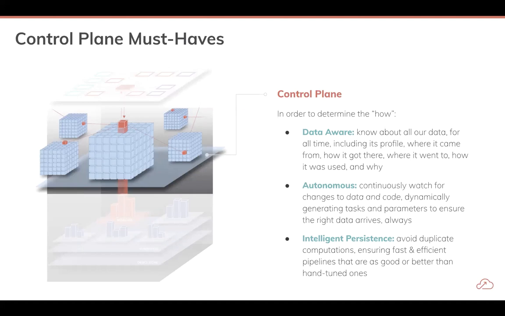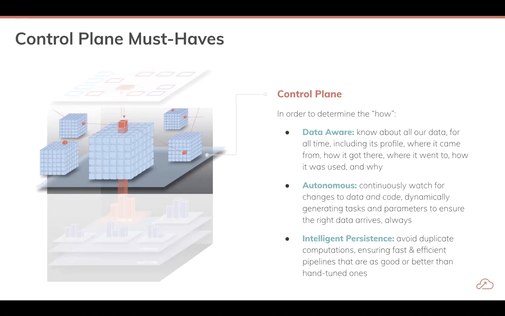The second piece is autonomous, as I mentioned. It needs to be able to continuously watch for changes in data or code and dynamically generate those tasks and the parameters that go to those tasks automatically for us. And there's a big difference between automated and autonomous. We'll spend a bit more time on that, as autonomy is beyond automated; it actually can change and adapt on our behalf.